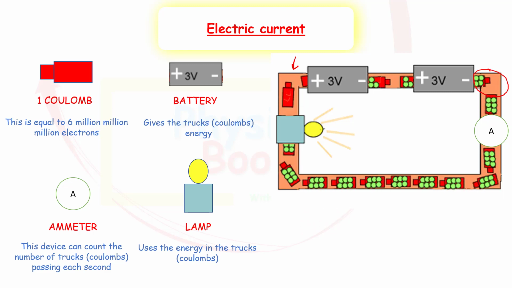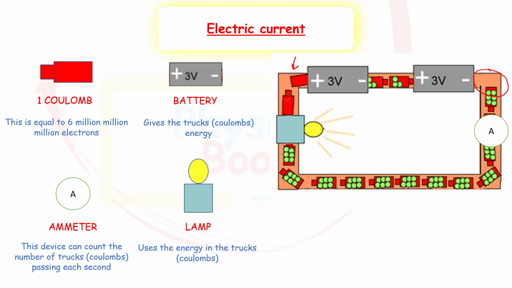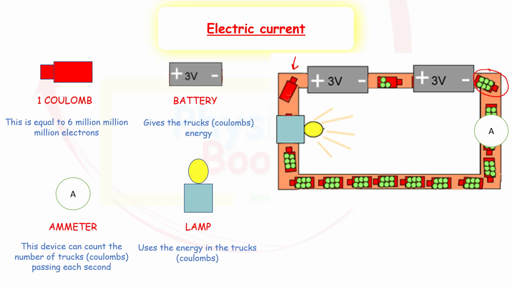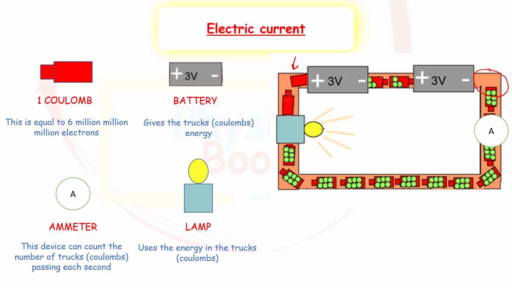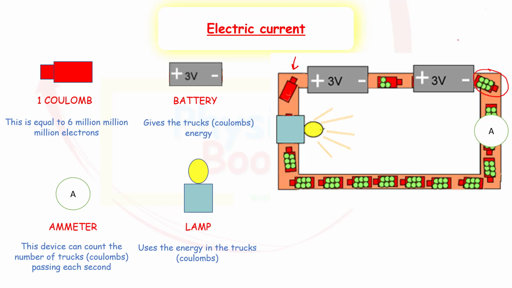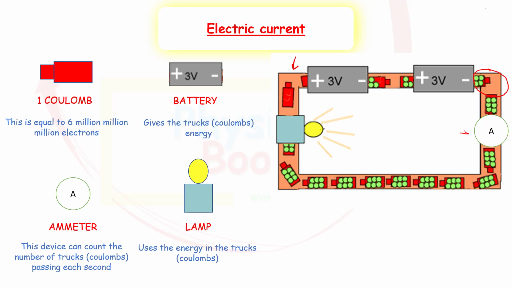So the green balls here, we can illustrate them, or we can say that this is the energy. Now, a coulomb carrying energy. Did we ever see this term before? Yes, we said if we give one coulomb 1 joule of energy, we will have something called 1 volt, just to remember. Now, these coulombs carrying energy are passing through an ammeter right here.